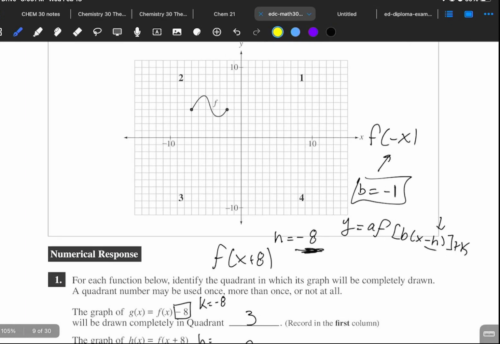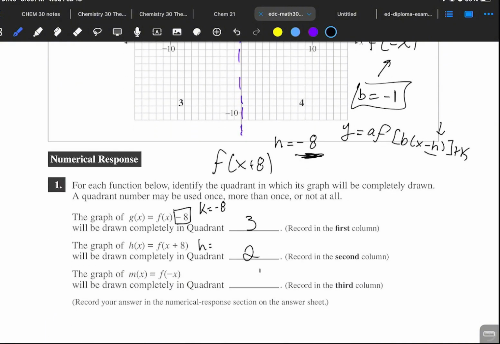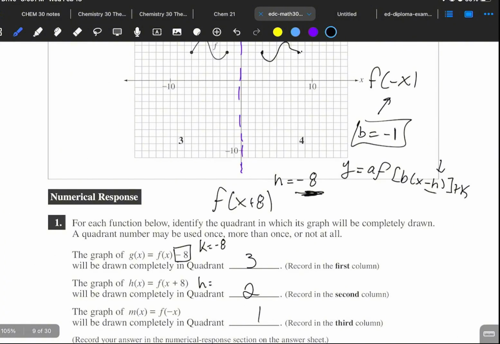So if I were to draw this out, the y-axis is going to be right here. And if you were to reflect across that, you'd get this point to be something like this, and this to be right here. And you get something like that. Effectively what you're doing is you're going to mirror it. And that should take you to quadrant 1. Your final answer here should be 3, 2, 1.